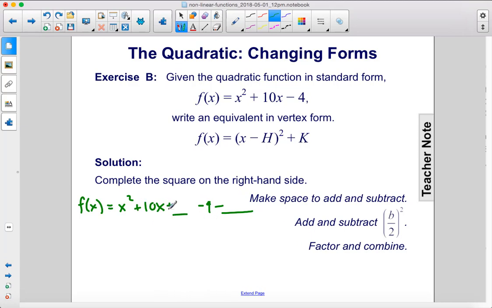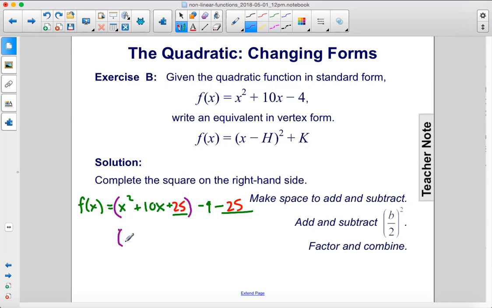So in order to complete the square, we take this 10, we divide it by 2, and that gives us 5, and then we square that, we get 25. So we're going to add 25, and we're also immediately going to subtract 25 so that the expression does not actually change in value. Then we can group it like this and factor this portion.